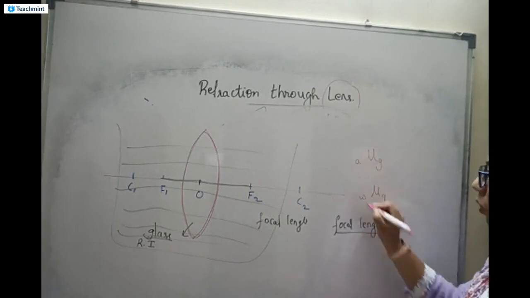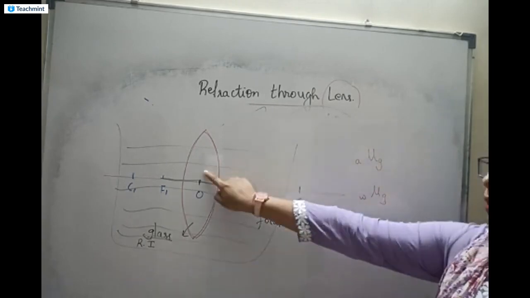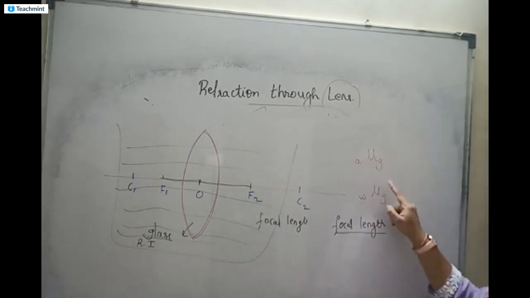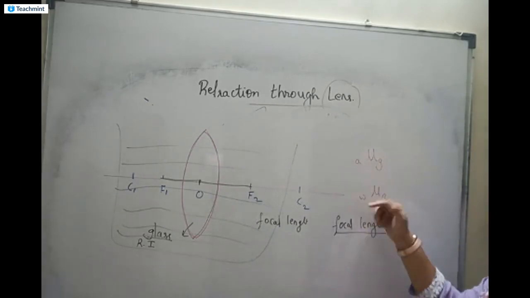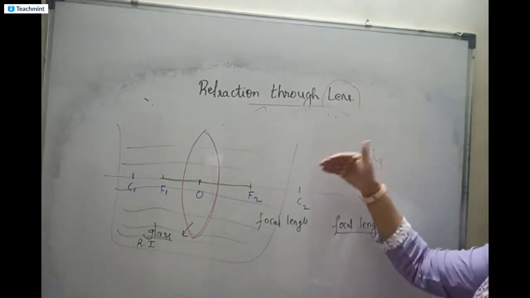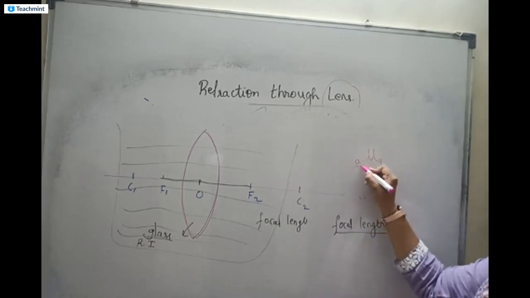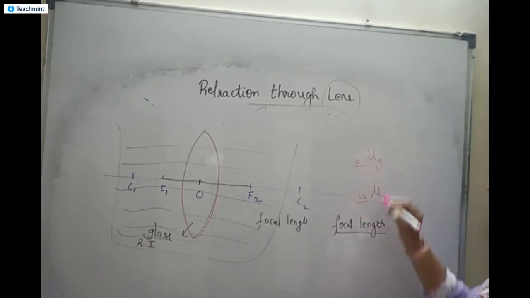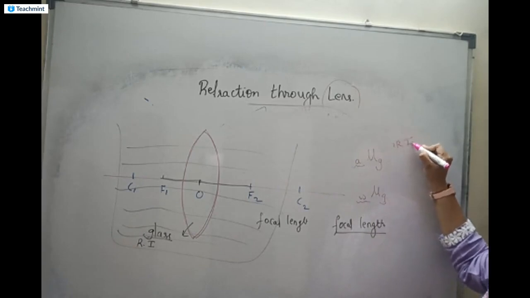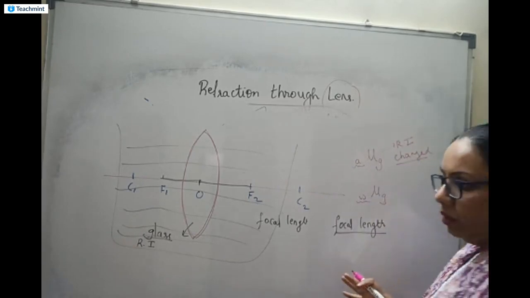Glass with respect to water. Correct? Material is glass, that's fixed. But can you see the first, with what you are comparing? What is the surrounding? That has changed. Initially it was air, now it is water. So refractive index has changed. Why? Because we've changed the surrounding medium.